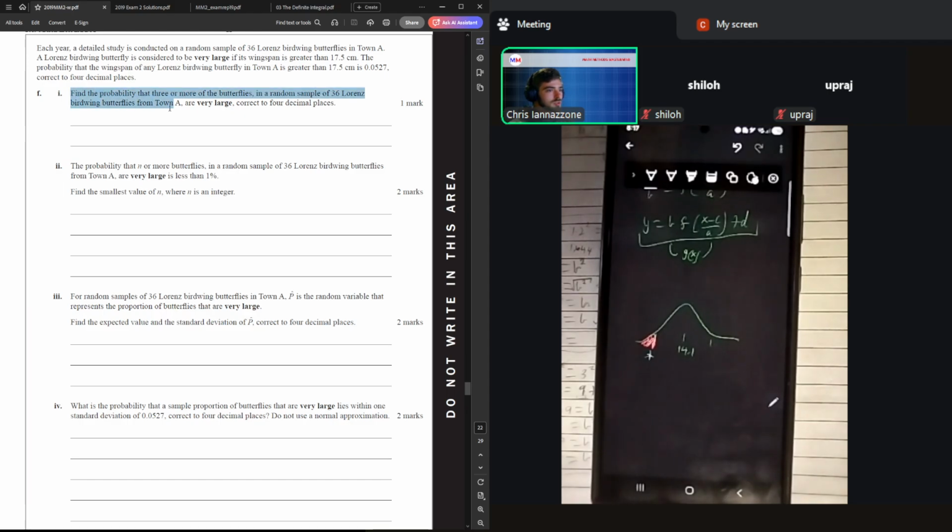Find the probability that 3 or more of these butterflies in that random sample are very large. So you're given the probability of being very large, and we want 3 or more of the 36 to be very large.